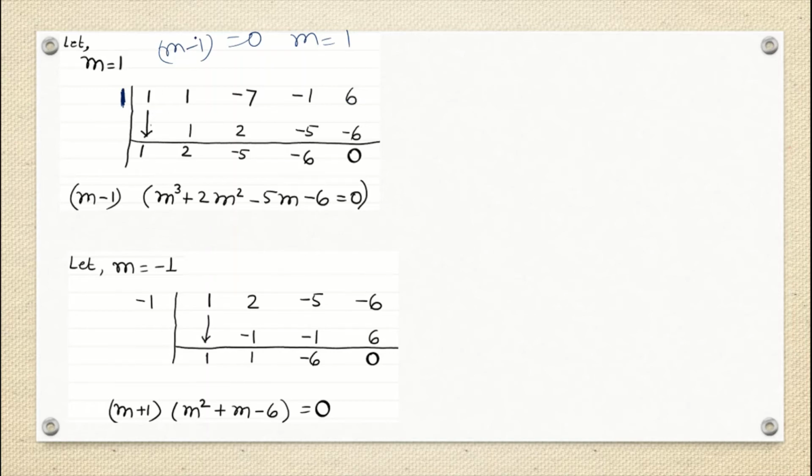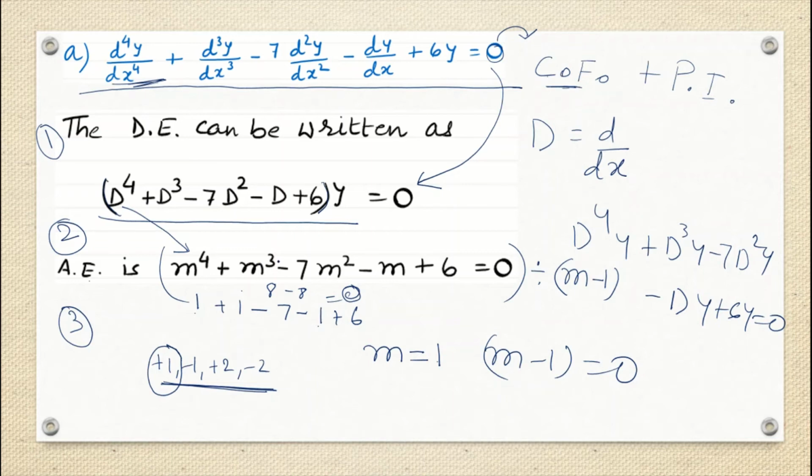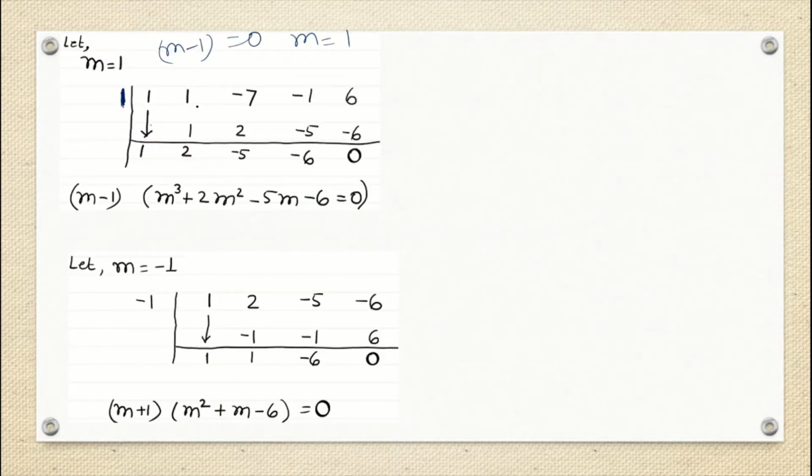So the differential equation was m to the power 4, m to the power 3, and so on. Only the coefficients I am adding. The coefficients are 1, 1, minus 7, minus 1, 6. I have just written them down here. Now what am I performing here? This 1 is present here, the m equals 1 I have written here. Now what you have to do? The first coefficient you just put as it is, putting one bar here and writing this 1 as it is here.